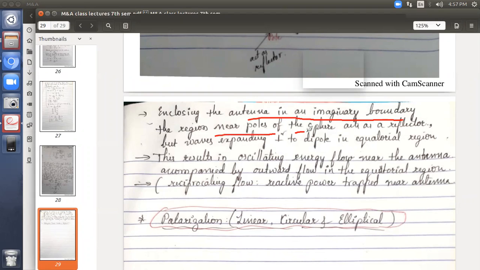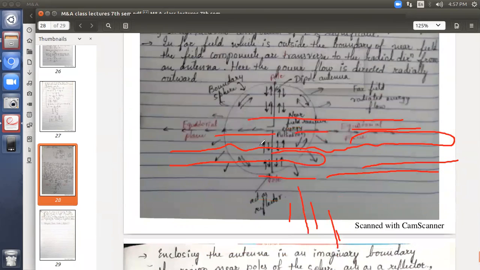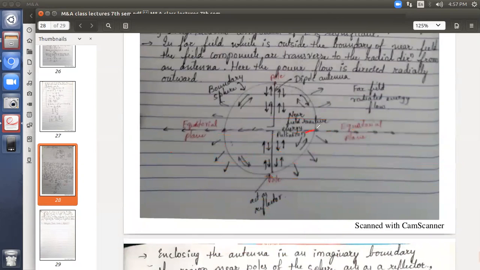The region near the poles of the sphere acts as a reflector. But the waves which are expanding perpendicular to the dipole are in the equatorial region. This results in oscillating energy, oscillating up and down. Oscillating energy flow near the antenna is accompanied by the outward flow in the equatorial region. This is the outward flow in the equatorial region, assuming the antenna is omnidirectional.